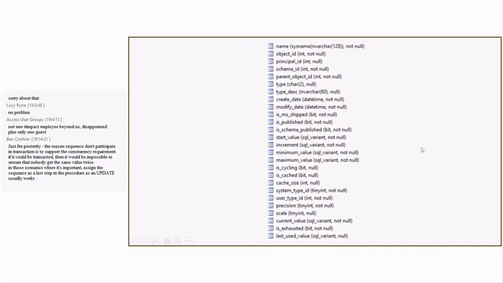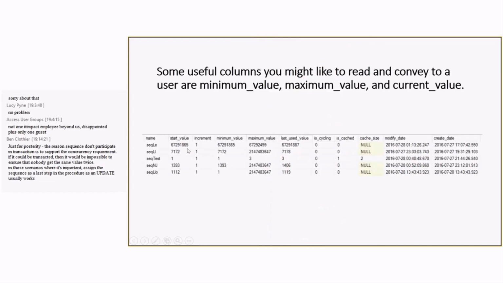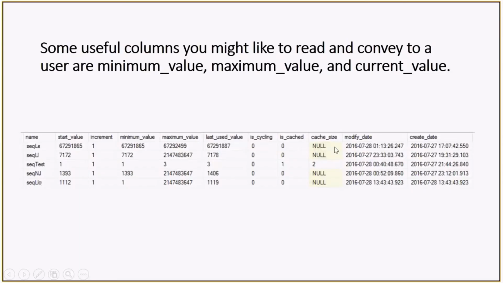For instance, you might want to know the start value, what it's incrementing by, the minimum, the maximum value, the last used value. Is it cycling? Is it cached? How big is the cache? And when you modified it, and when you created it. So this is useful information. And let me just say one more thing about this form.